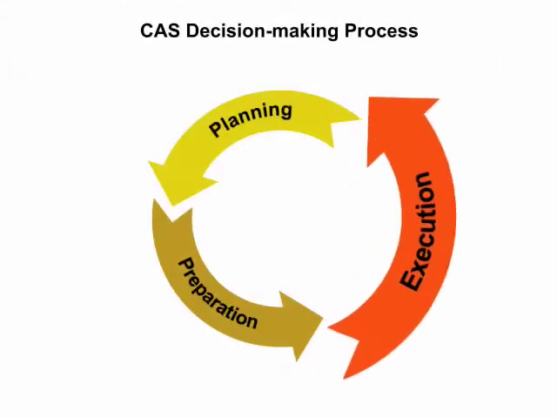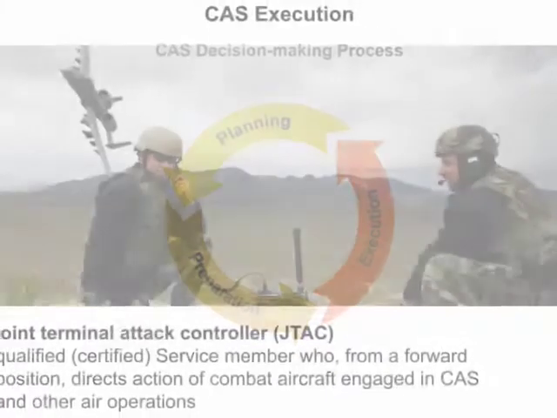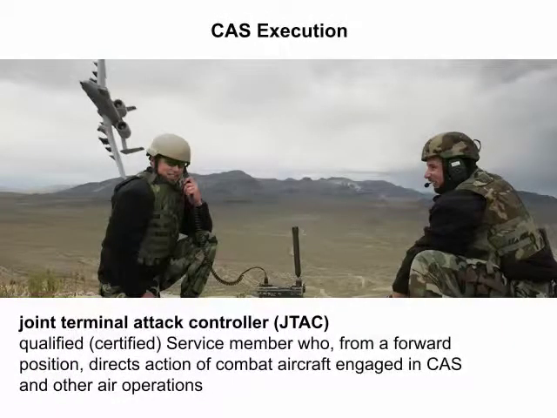CAS execution begins with a target nomination from the supported commander and involves 2 processes that are continuous and overlapping in nature: Joint Terminal Attack Controller Operations Center coordination and CAS target engagement. A Joint Terminal Attack Controller, commonly referred to as JTAC, is a qualified, certified service member who, from a forward position, directs the action of combat aircraft engaged in CAS and other air operations.